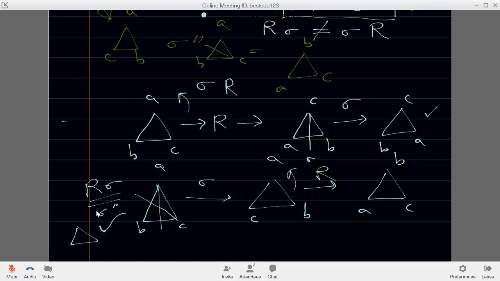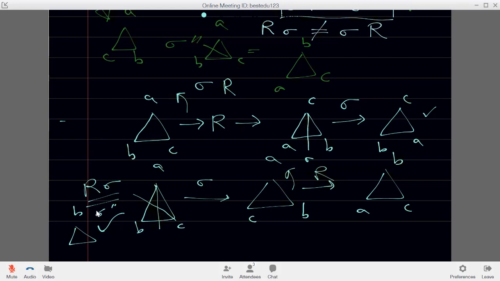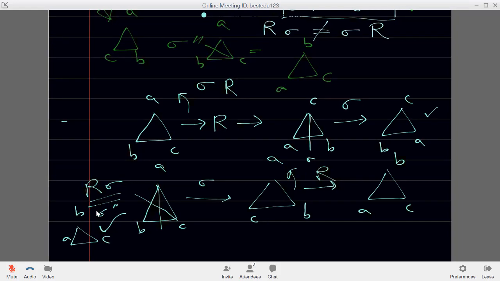So why I proved this is to show you this interesting result. Let me make it red. This result tells you that this is a non-abelian group. If it would have been an abelian group, all the elements would have commuted with each other. Here you can see R and sigma, they don't commute with each other. Hence it's a non-abelian group.